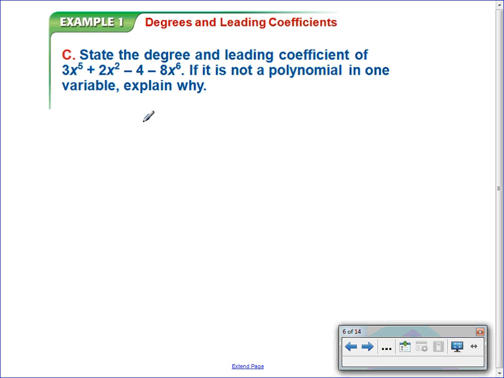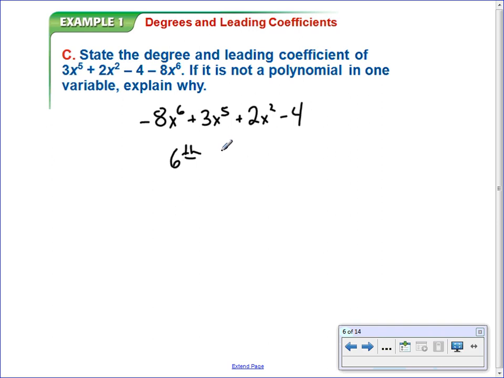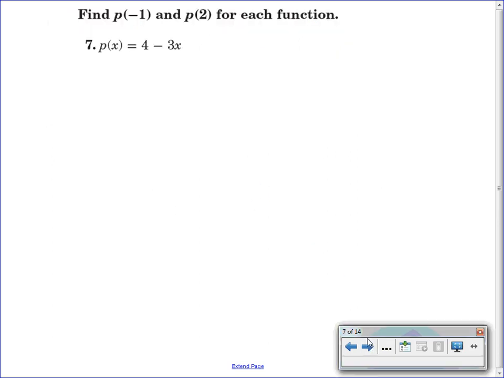Be sure the sign stays with the term. That's negative 8x to the 6th plus 3x to the 5th plus 2x squared minus 4. Alrighty, my degree is 6th degree, and my leading coefficient is negative 8. Simple stuff.